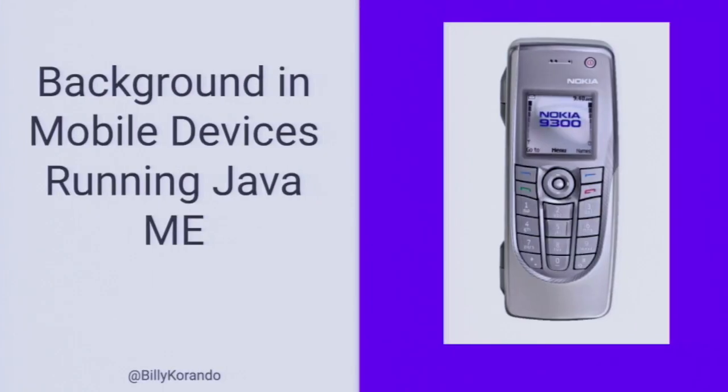But Java 9, its background was actually running mobile and embedded devices. It actually was built to run on the Nokia 9300. Way back in the day, I think it was about 2001, running in that. So what are the requirements of running in embedded and mobile devices, especially back in the late 90s, early 2000 timeframe?